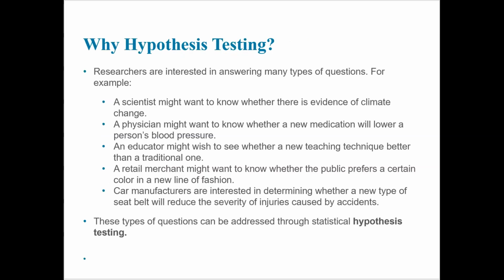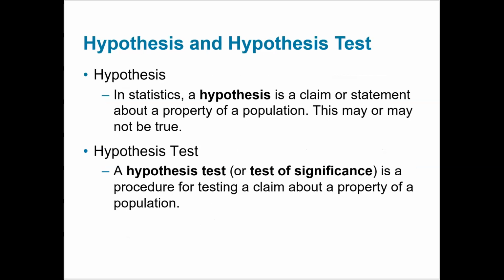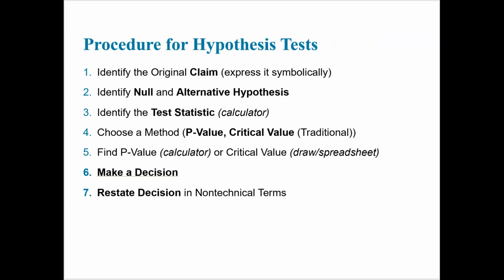So why would we hypothesis test? Well, when researchers are interested in answering many types of questions, and these can be addressed through statistical hypothesis testing. So a hypothesis is a claim or statement about a property of a population, and it may or may not be true. And then the hypothesis test, or a test of significance, is a procedure for testing a claim about the property. So these are the 7 steps we'll be using as we progress throughout this chapter.